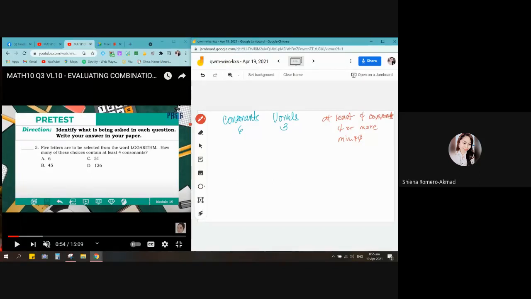Now, if you look at the problem here, we are going to answer considering the condition that was given. So at least 4, meaning there can be 4 consonants. We are going to select 5 letters. So if there are 4 consonants, how many vowels can we use?